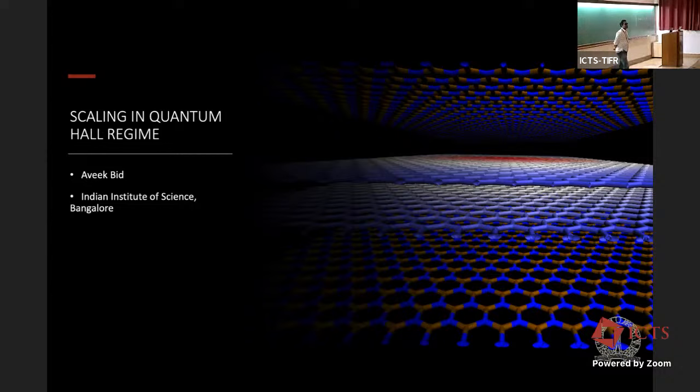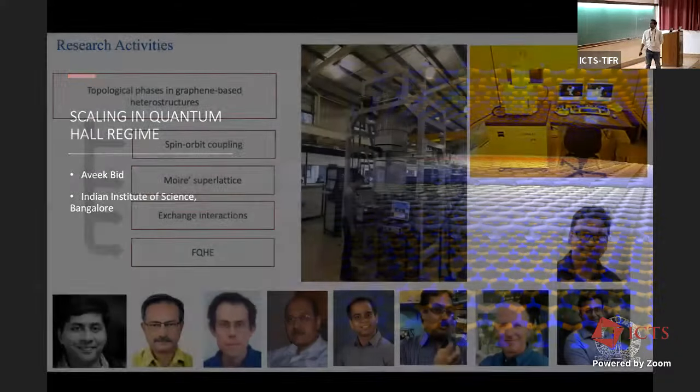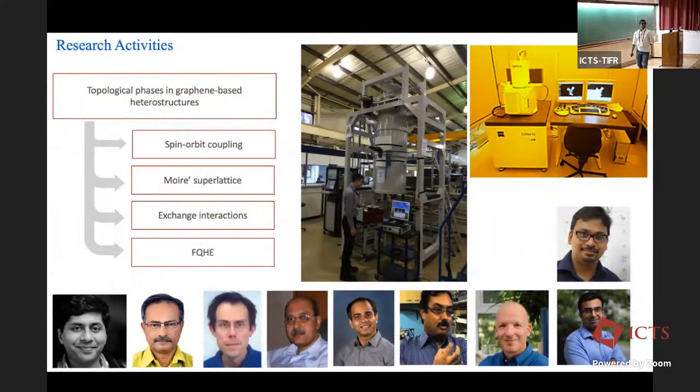So today I will be describing our recent experiments on scaling in the quantum Hall regime. Just a brief introduction. We are a group which works on topological phases in graphene-based heterostructures. We induce several interactions in graphene: spin-orbit coupling, Moiré superlattice, exchange interactions, and of course we study fractional quantum Hall.